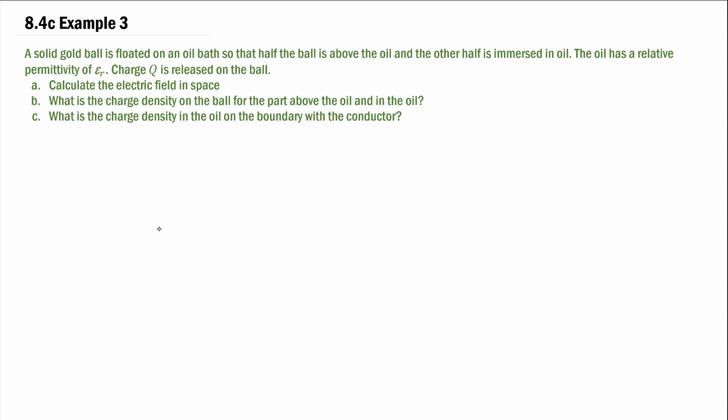We want to calculate a few things. We want to calculate the electric field in space, the charge density on the ball, above and in the oil, and the charge density in the oil on the boundary with the conductor. So the first thing we want to do is draw a diagram.